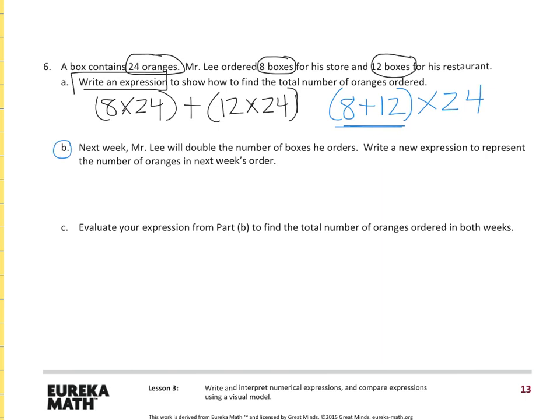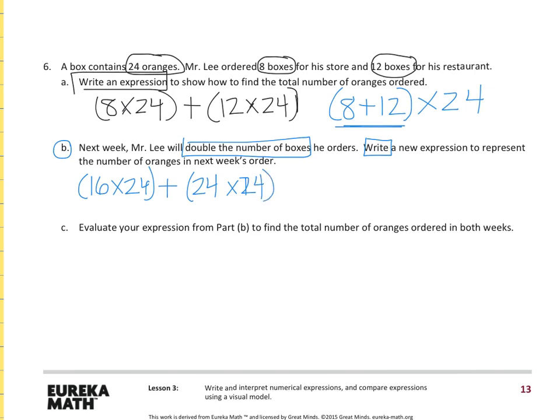B says next week, Mr. Lee will double the number of boxes he orders. Let's box that. They want us to write a new expression to represent the number of oranges in next week's order. So we're just going to double the number of boxes. So taking 8 times 24, it's no longer going to be 8 times 24. It's going to be 16 times 24 plus 12 times 24 is now going to be 24 times 24 because 12 doubled is 24.